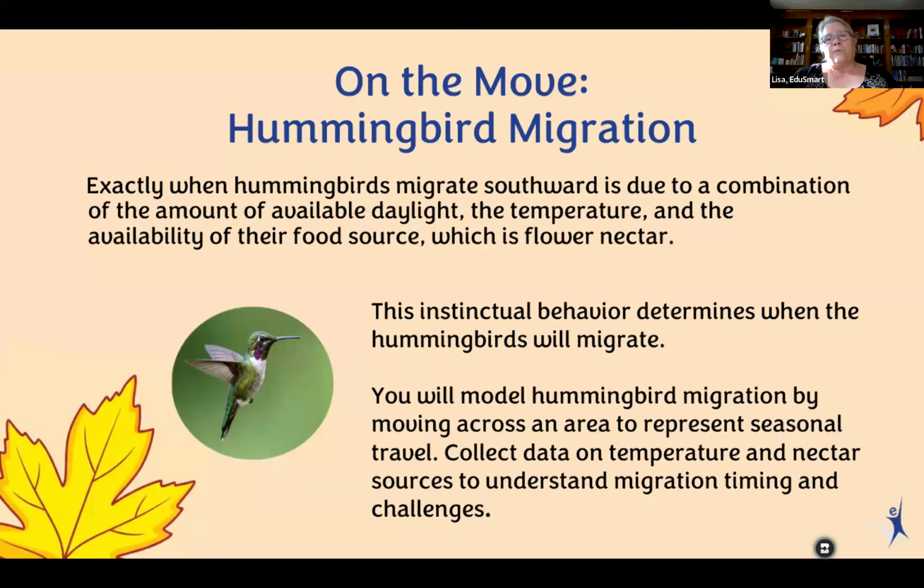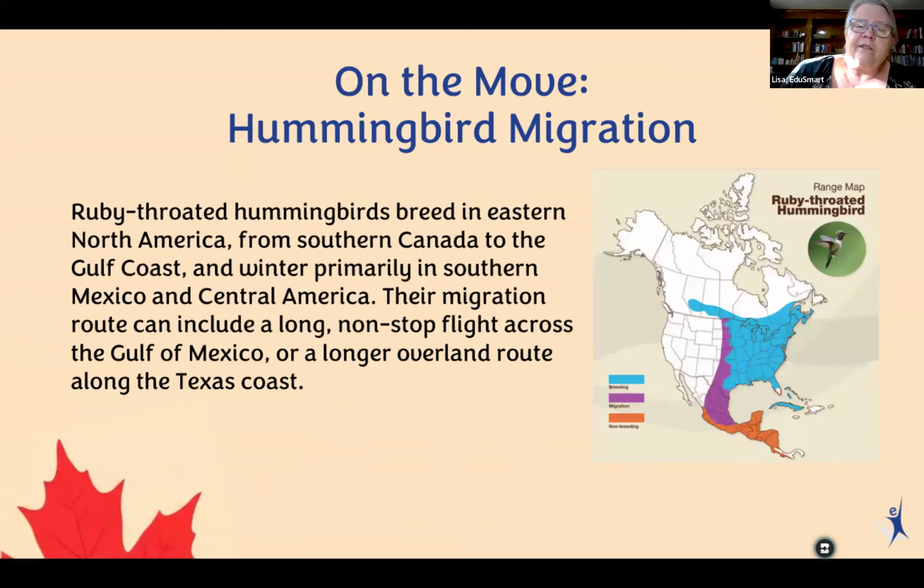And so students are going to be modeling, they're going to be a hummingbird that has to migrate. They're going to collect data on the relationship between temperature and the amount of nectar that's available to help them understand how the birds would know how to do this.